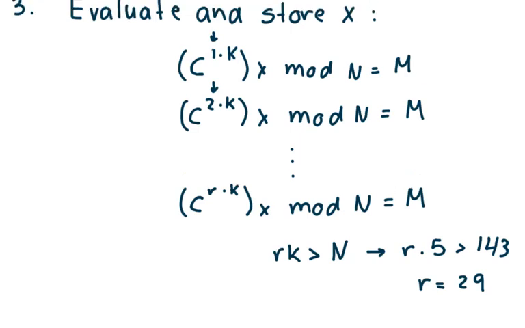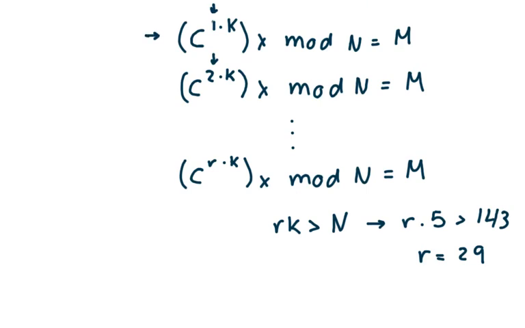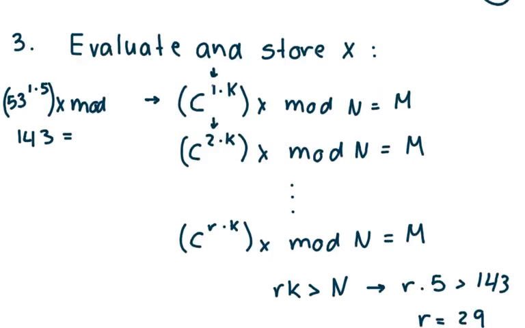So we've got quite a bit more iterations to go in this sequence than we did in step 2. But I'll just do the first few to give you the idea. So we're working with this value first. c to the 1 times k power times x mod n is equal to m, and we're looking for a value of x that satisfies that requirement. So we've got c, which is 53, to the 1 times k power, k we said was 5, times x mod n, which we said was 143, is going to need to equal 14. So it turns out that the value of x that satisfies this requirement is 14.